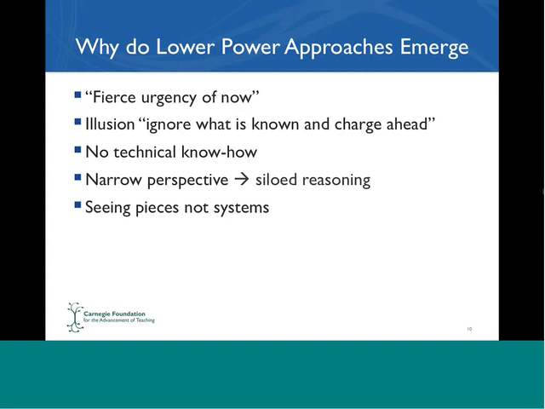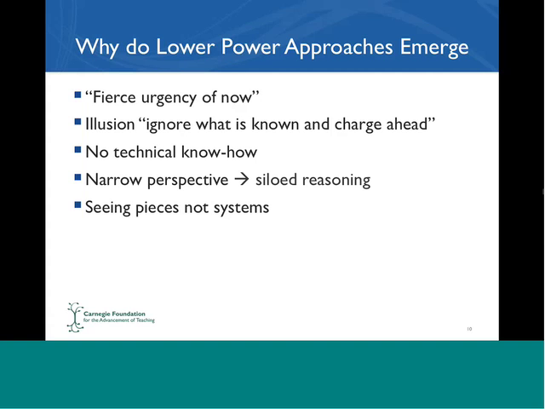The illusion we often have, especially in leadership, is that we absolutely know what's right, and we ignore what is well known and charge ahead. We often don't recognize we have not enough technical know-how to solve a problem. We don't understand the most complicated problems we face, or what one might refer to as multi-perspective problems. And so we see problems from our narrow perspective and develop a kind of siloed reasoning and don't understand the multiple causes that underlie problems that we'd like to fix.